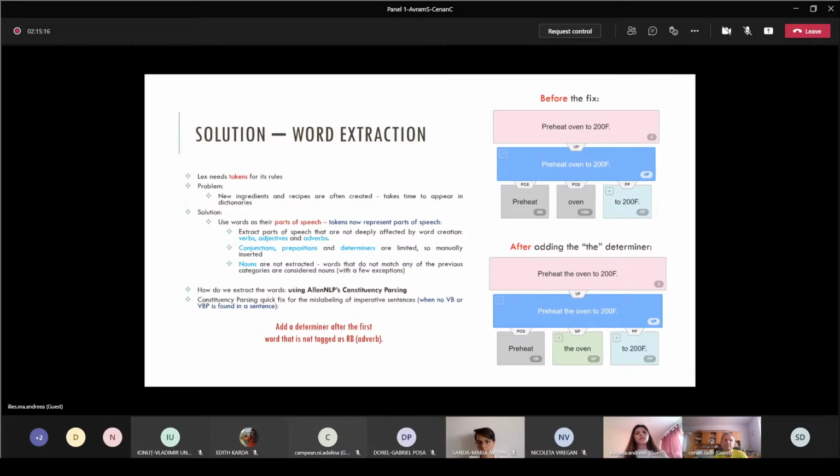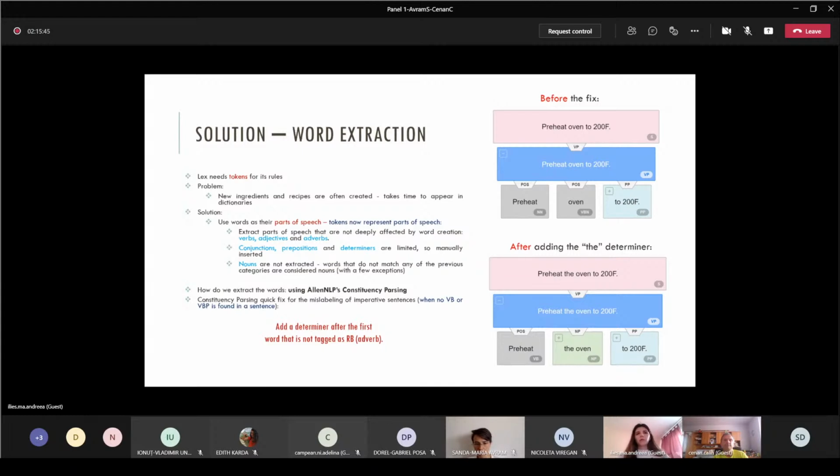So I used the NLP constituency parser to extract these parts of speech from a part of my database, not all the sentences, because I didn't want it to affect the test results. So I extracted verbs, adjectives, and adverbs, which are pretty constant in recipes. For the conjunctions, prepositions, and determiners, I manually added them in Lex, and the nouns are everything that was not extracted and not manually added, with a few exceptions.